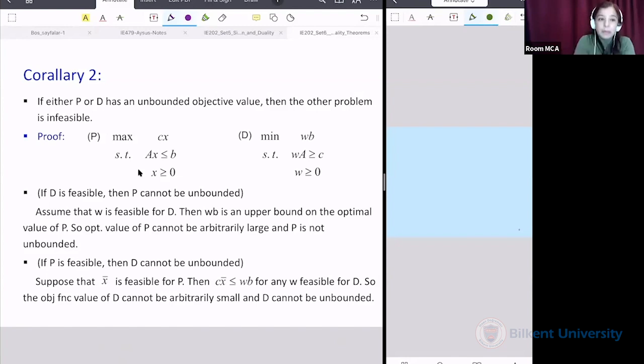Similarly, if the dual is feasible, then the primal cannot be unbounded for the primal-dual pair that I just picked. And if the primal is feasible, then the dual cannot be unbounded, by the help of the weak duality theorem, which actually finishes the proof for Corollary 2.